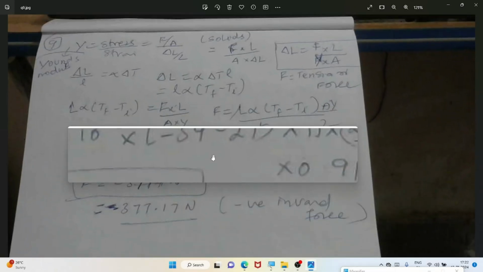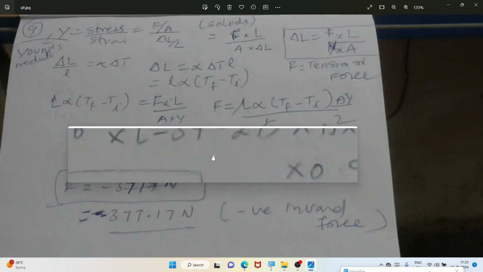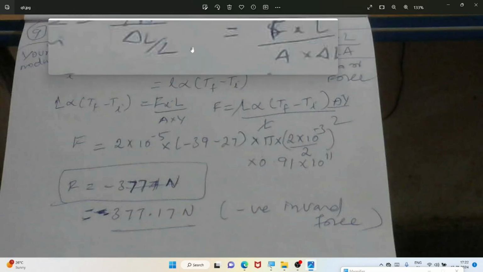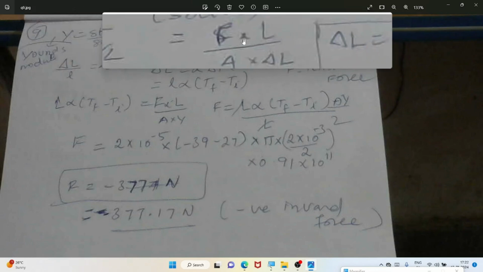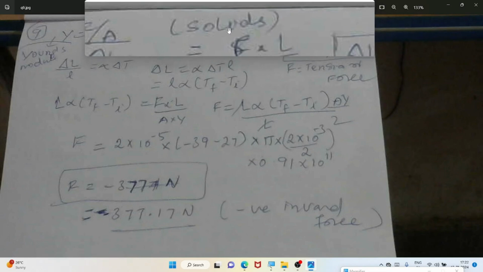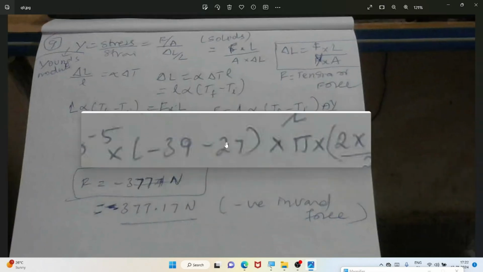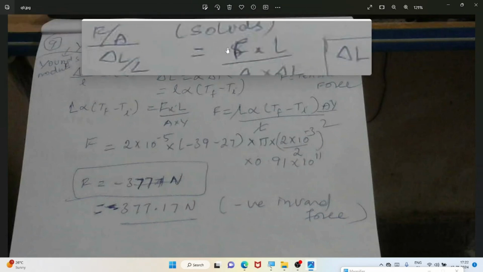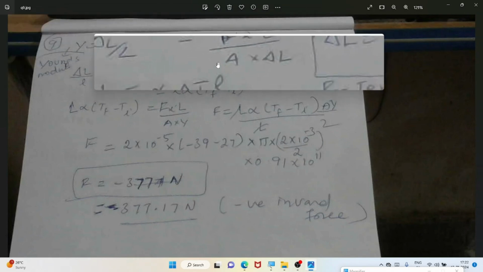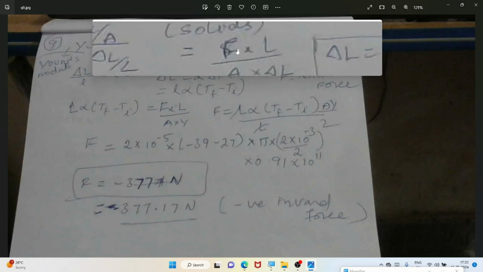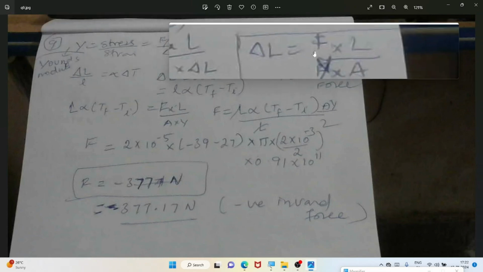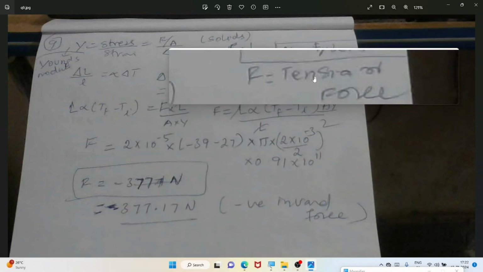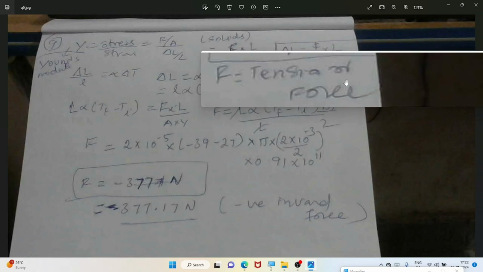Young's modulus is stress by strain. Force by area is the stress, delta L by L is the strain. From this you can find delta L. This Young's modulus is from a solid chapter, some other chapter, so you will get the formula from that chapter. So Y into A into delta L, then from this, delta L equals force into length divided by Young's modulus into area. Okay, that is one formula. Force is nothing but the tension.